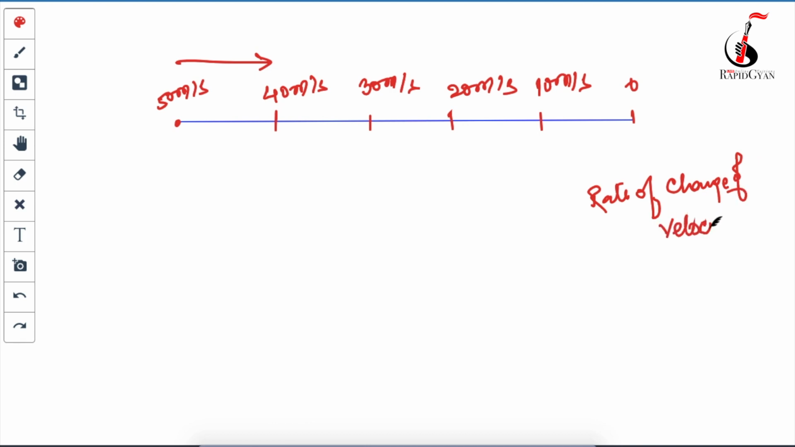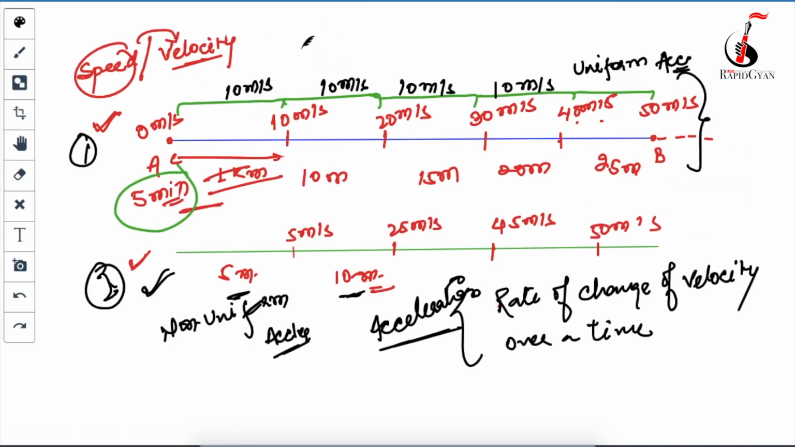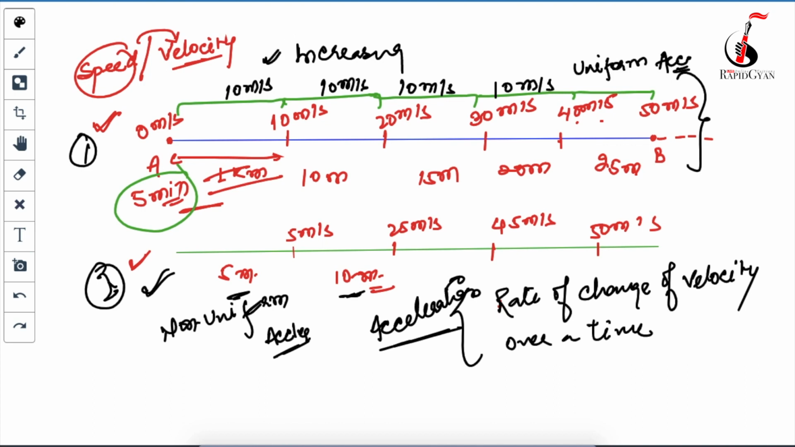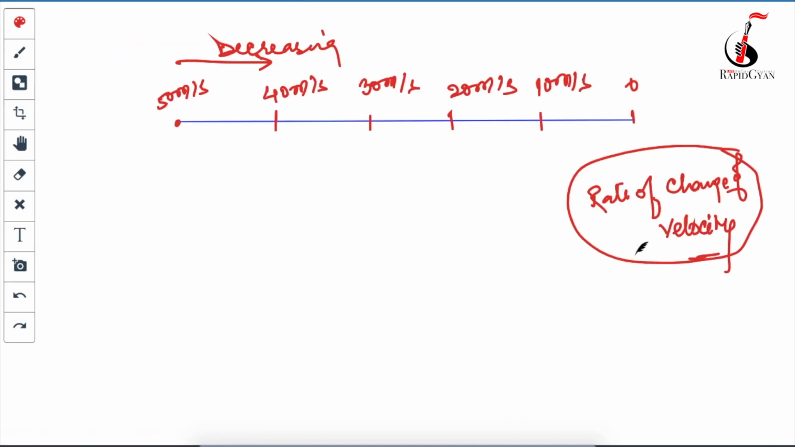But in this case, what is happening? In this case your velocity is decreasing. In the previous case your velocity was increasing, correct? Both are cases of rate of change of velocity. The only difference, in the first case it was increasing, in the second case it is decreasing. Okay, so whether it's uniform or it could be non-uniform also.